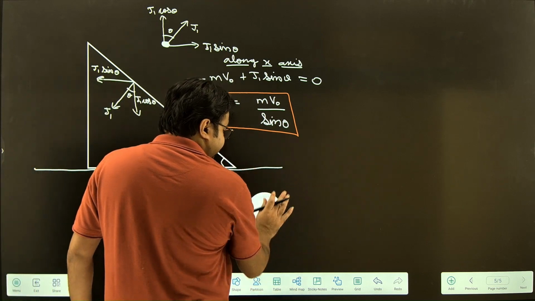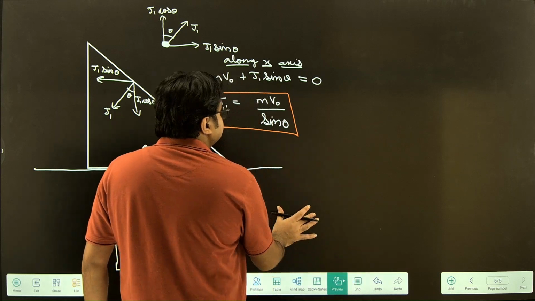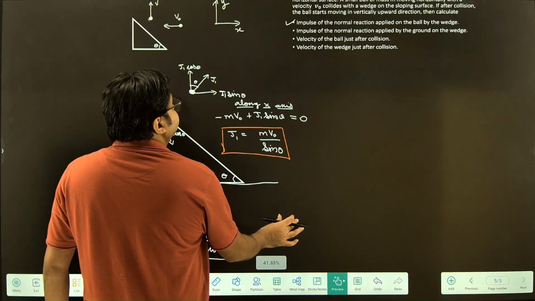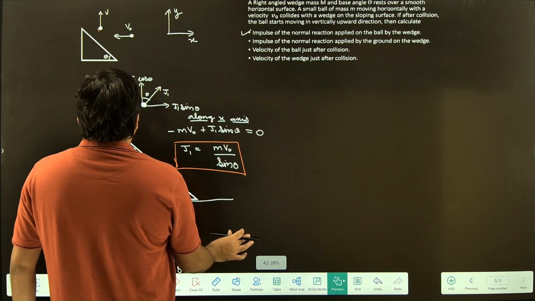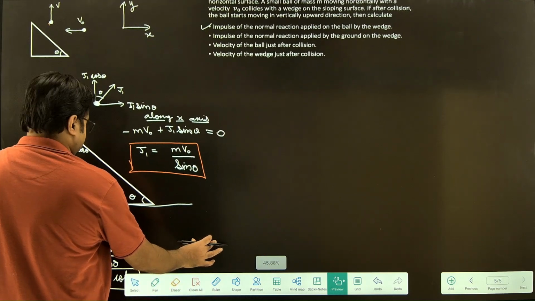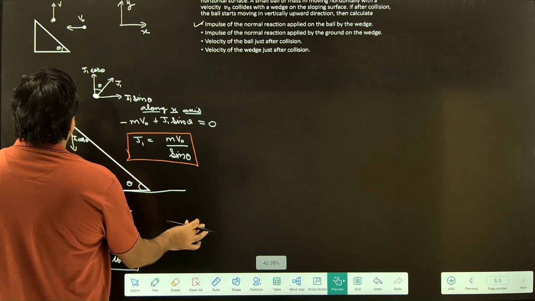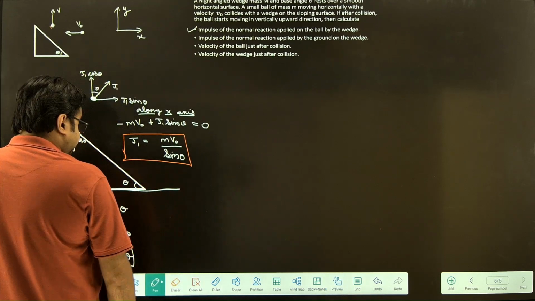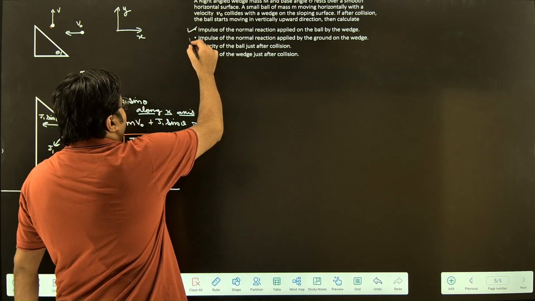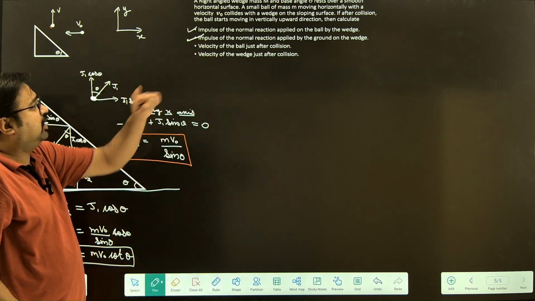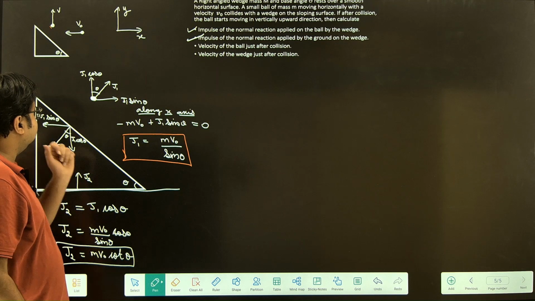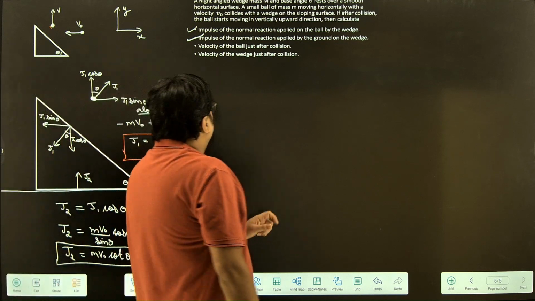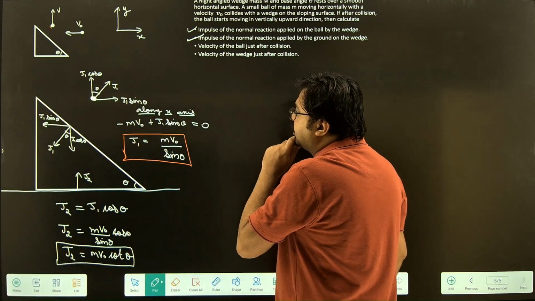Let's go further and find out what else the question asks us to do. Push it to this side, making some space. We are through with this part. What is the velocity of the ball after collision? That's the next question we've got to answer.